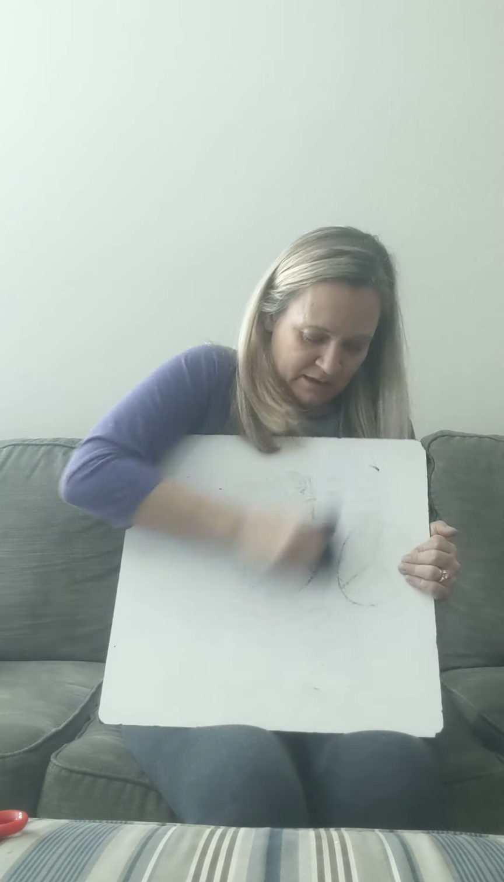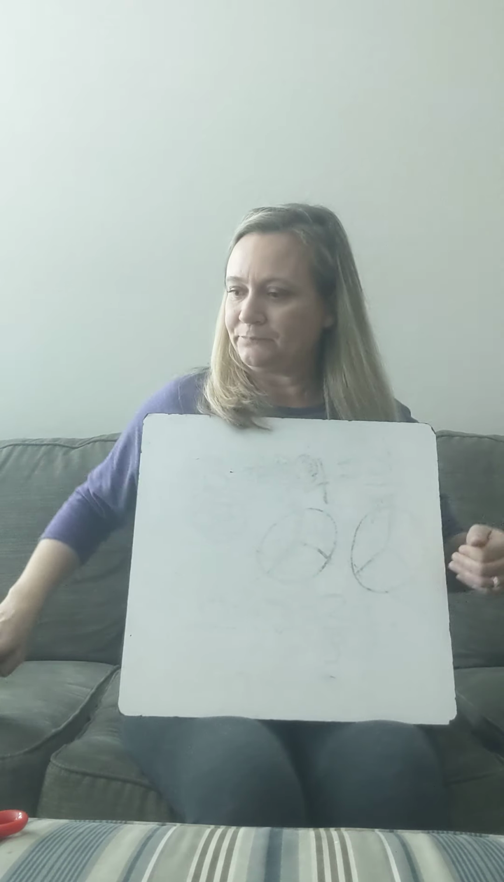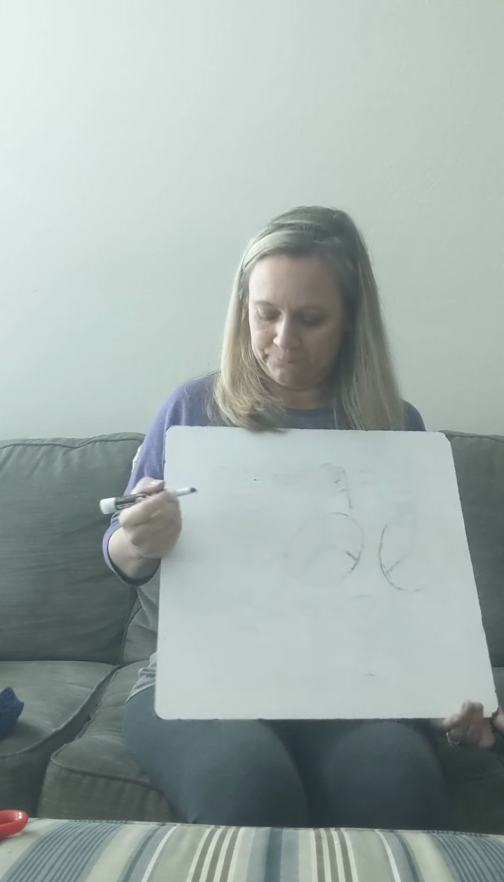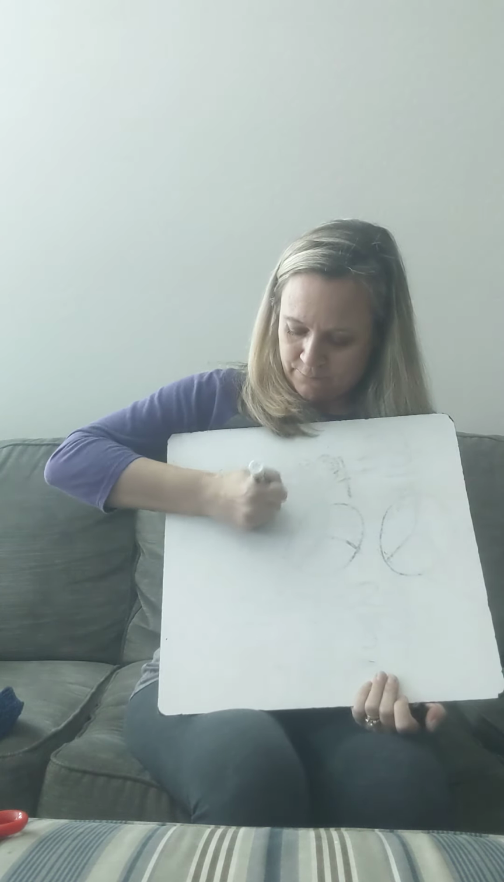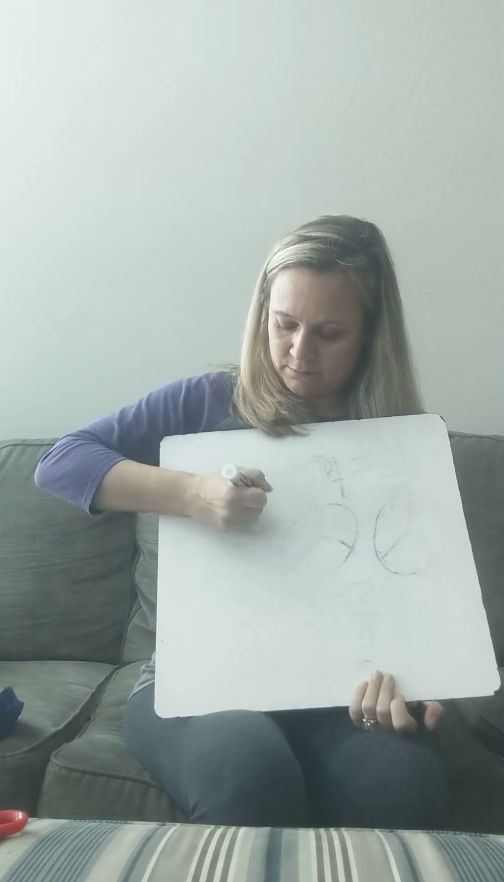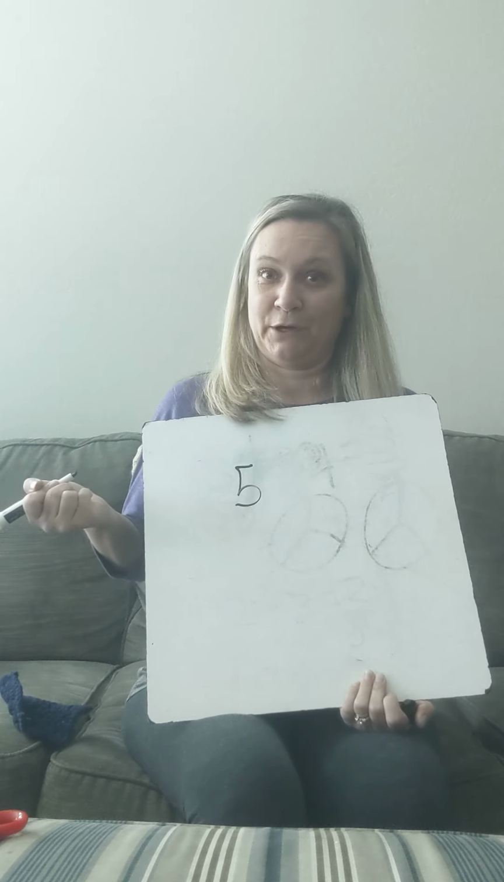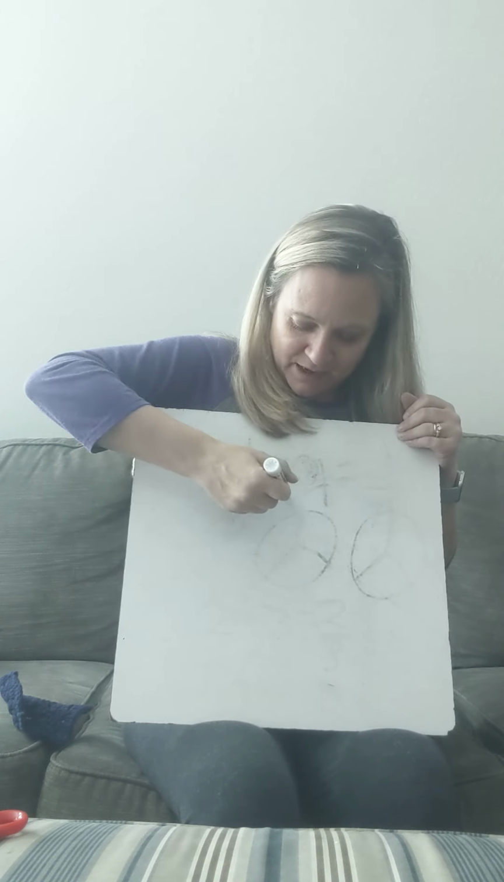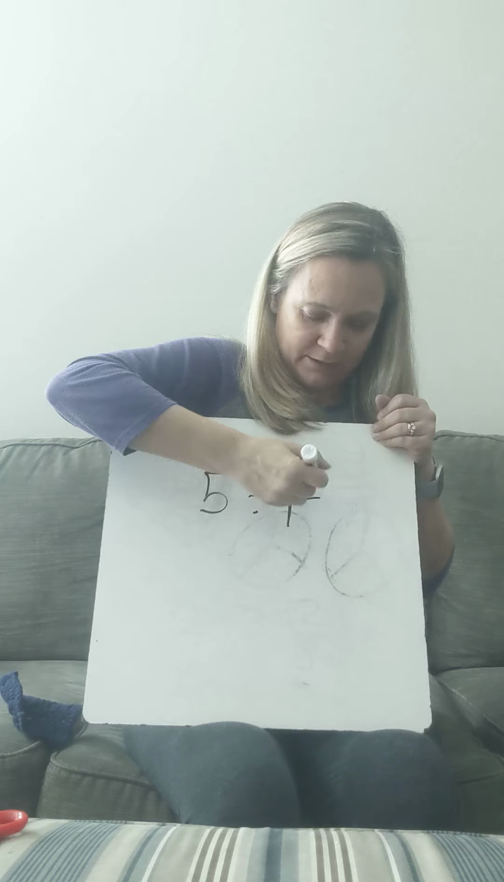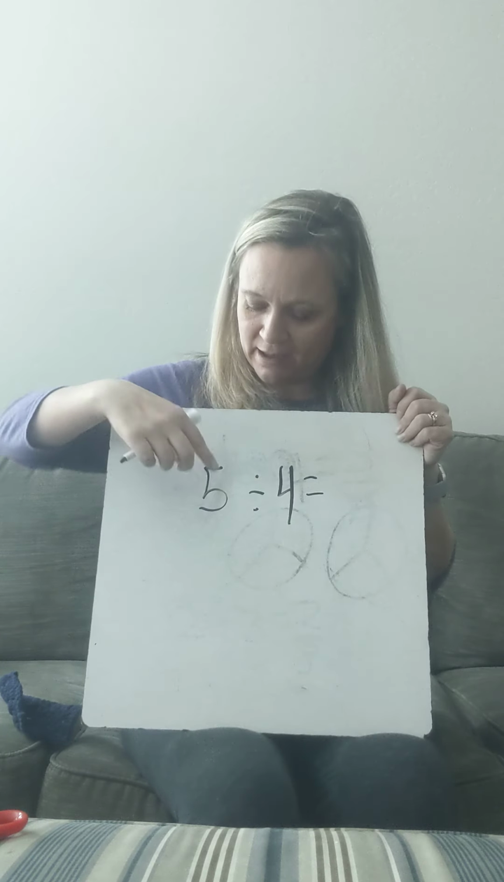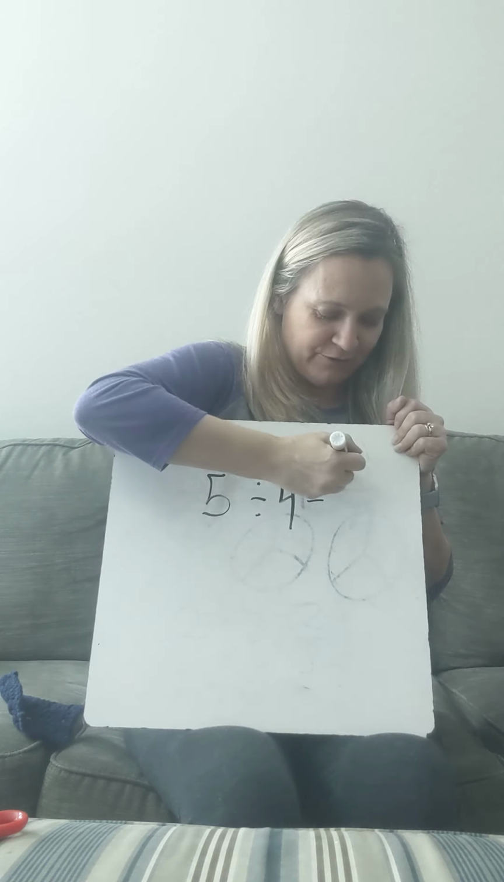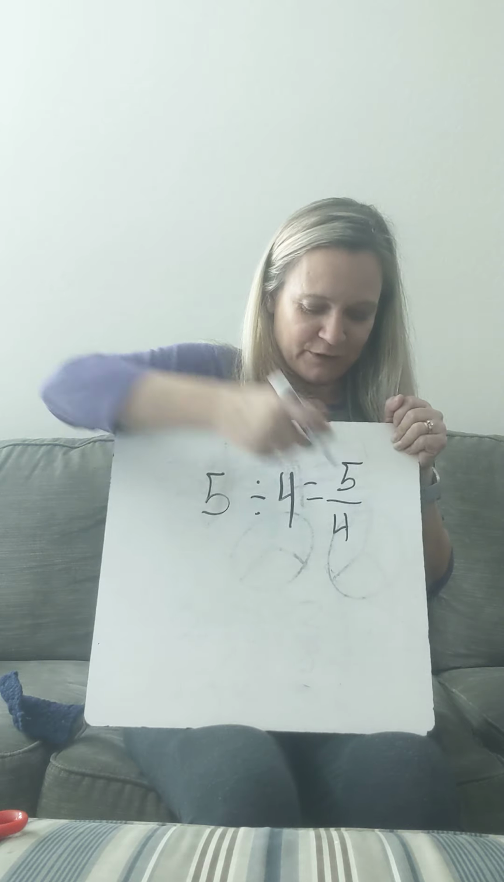All right, let's see what that would look like. I had 5 cookies that I shared among 4 friends. So in doing so, I have 5 divided by 4. The 5 goes on top and the 4 goes on the bottom.